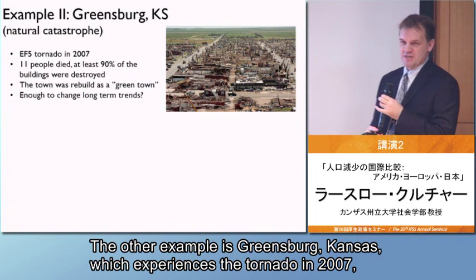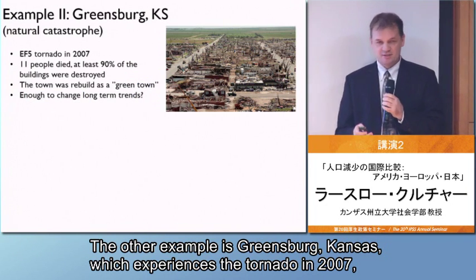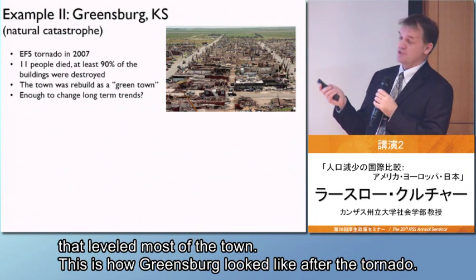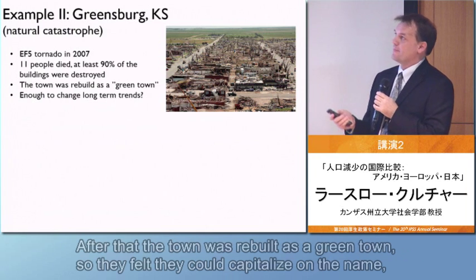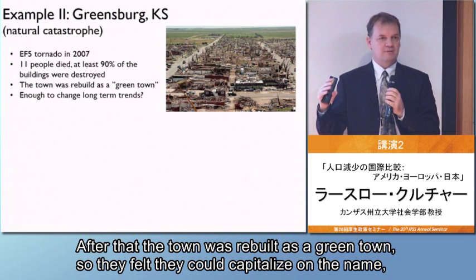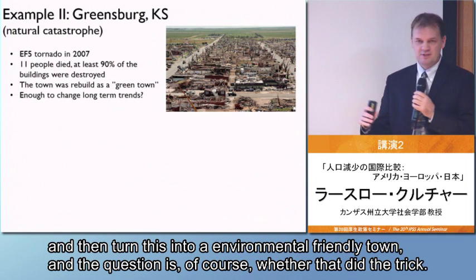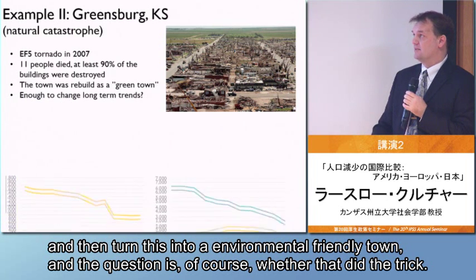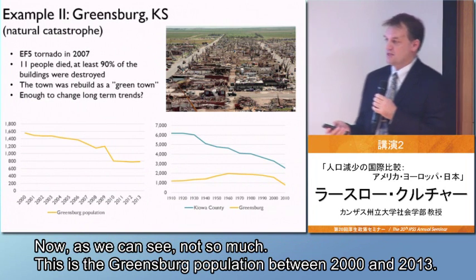The other example is Greensburg, Kansas, which experienced a tornado in 2007 that leveled most of the town. This is how Greensburg looked after the tornado. After that, the town was rebuilt as a green town. So they thought they could capitalize on the name and turn this into an environmentally friendly town. And the question, of course, is whether that did the trick. Now, as we could see, not so much.